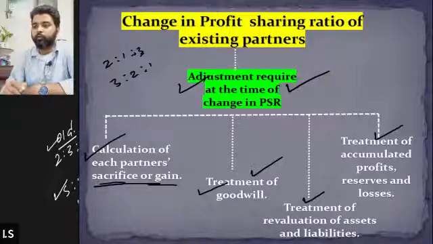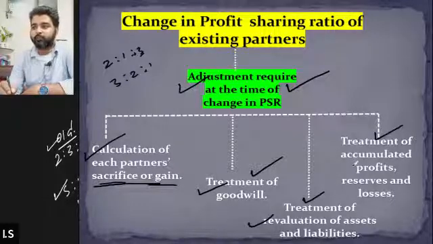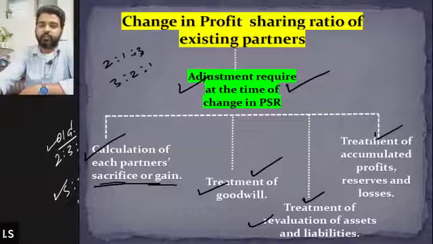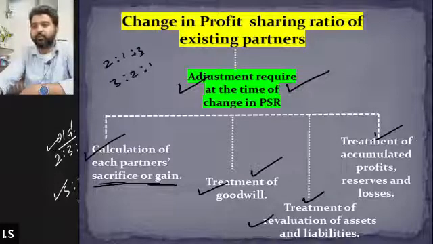We will have to revalue the asset and liability. We will have to make some changes regarding the accumulation of the profit and reserves or losses. So we have to do all these adjustments. So we are starting with the first thing first, calculation of the partner's sacrifice or gain.